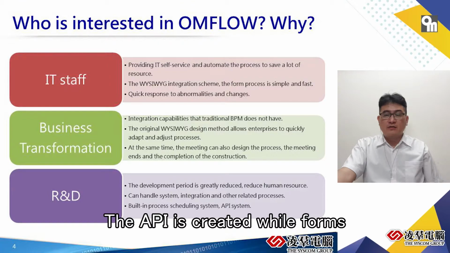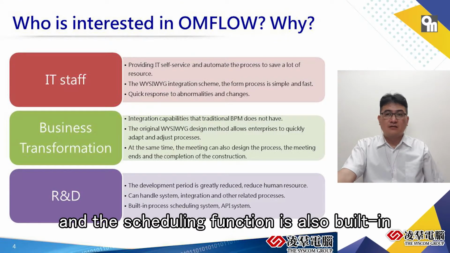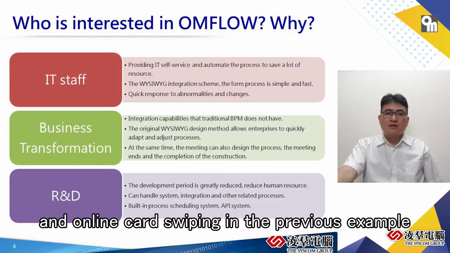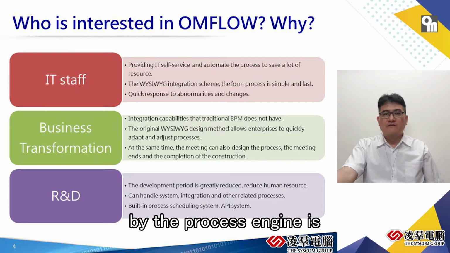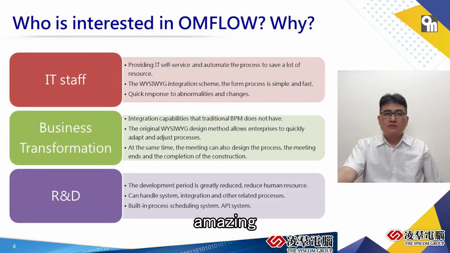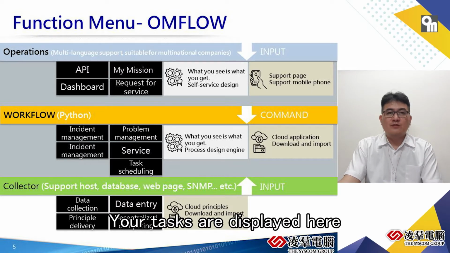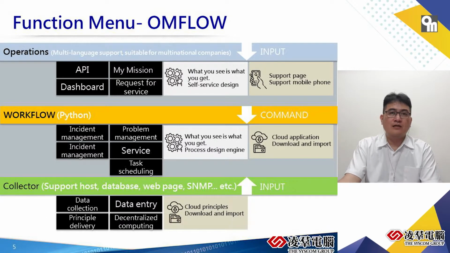The API is created while forms are built using drag and drop, and the scheduling function is also built in, just like the talent pool and online card swiping in the previous example. The speed of development accelerated by the process engine is frankly amazing. OMFLOW has 3 modules. Your tasks are displayed here, and most operations can be handled here as well.